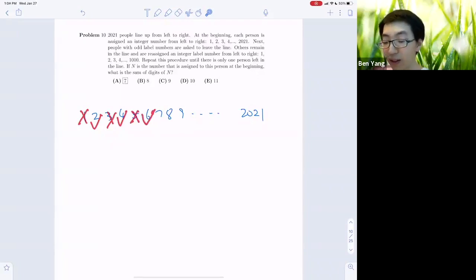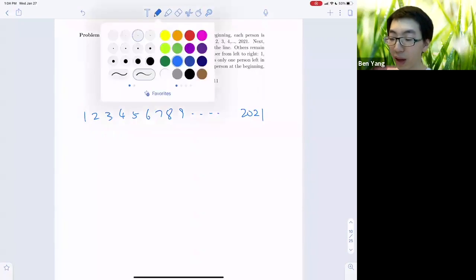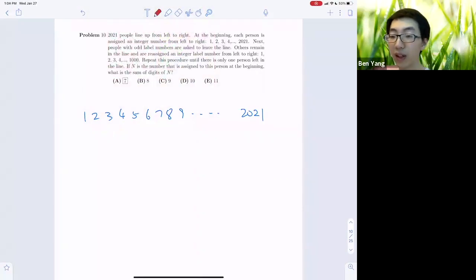After that step, the numbers that are left are just all the even numbers: 2, 4, 6, 8, and so on. We have removed all of the odd numbers. That's the first step. Then for the second step, we do the same thing.